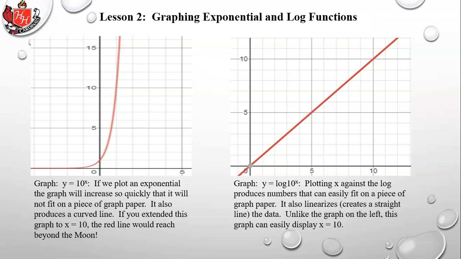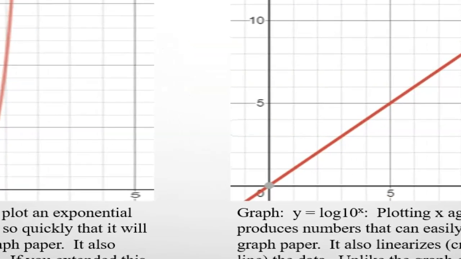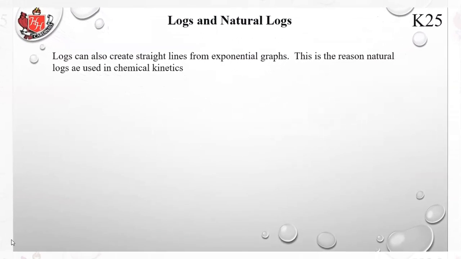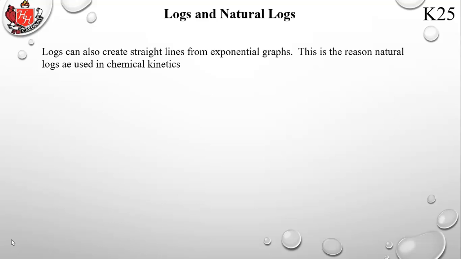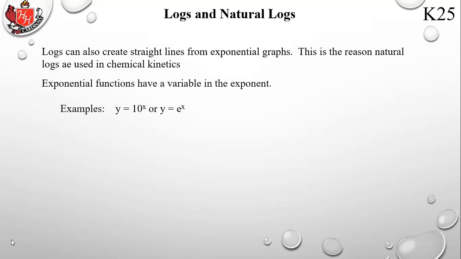For our purposes in studying kinetics, the range of the values is not that significant, its ability to scale down the range of the values. What's significant is its ability to create a straight line. Okay, so logs can also create straight lines from exponential graphs. This is the reason natural logs are used in chemical kinetics.